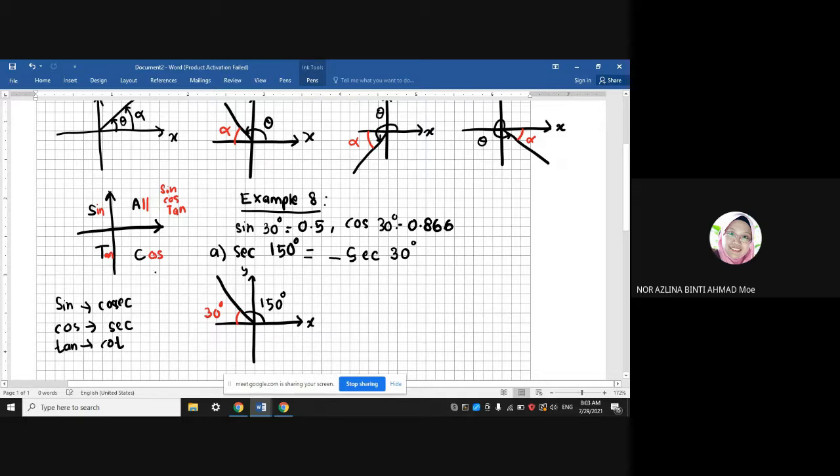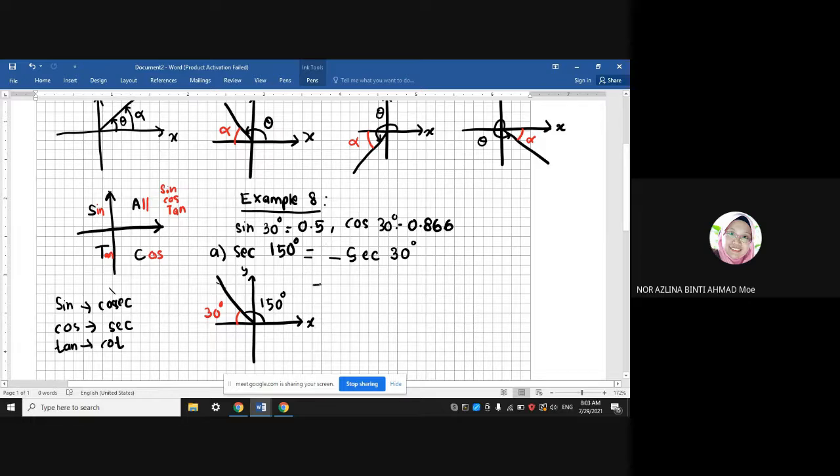Okay, lihat tadi sin positif. Pada kuadran 2 hanya sin positif. Sin atau cosecant saja. Selain daripada sin, semua dia adalah negatif. So sekarang kita punya secant. Secant tu sama juga dengan simbol dia sama dengan cos. Secant sama dengan cos. Pada kuadran kedua hanya sin positif. Maka cos dia negatif. Kalau cos negatif, secant juga negatif.